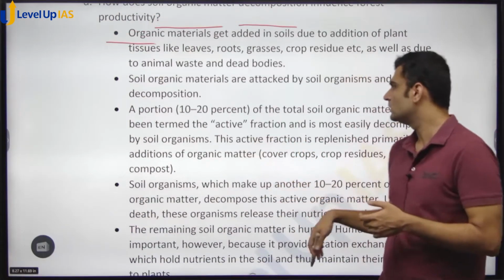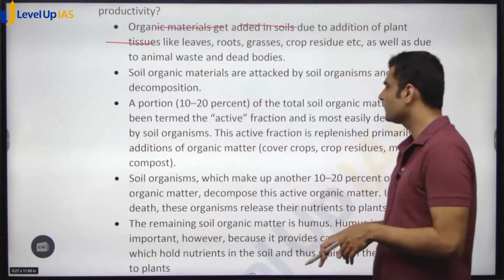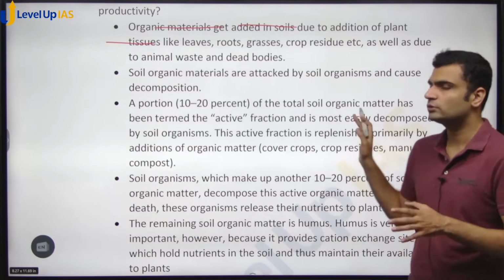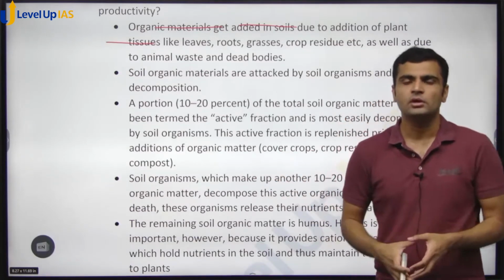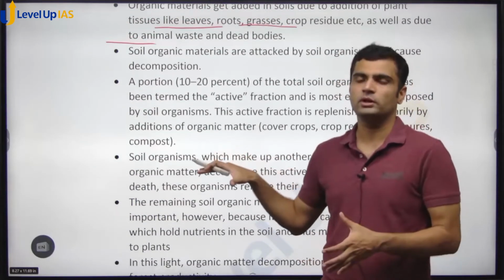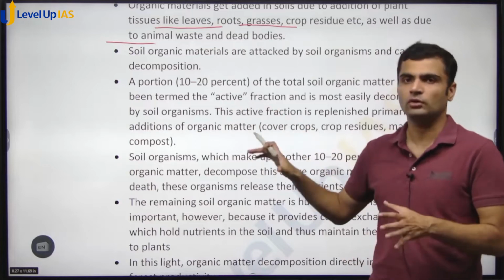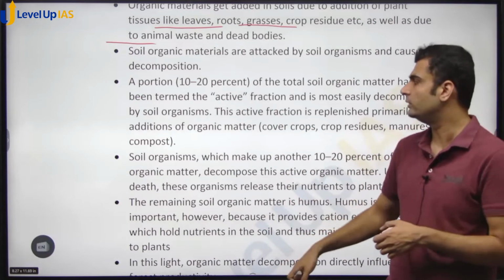Now, what happens is a portion of this decomposed organic matter, total soil organic matter, is active and a portion is passive. This active portion is actually 10 to 20%, and it is most easily decomposed by soil organisms. That is why it is called active. Because it is most easily decomposed, this is much more important, and that decomposition is what determines soil activity, soil organic activity.